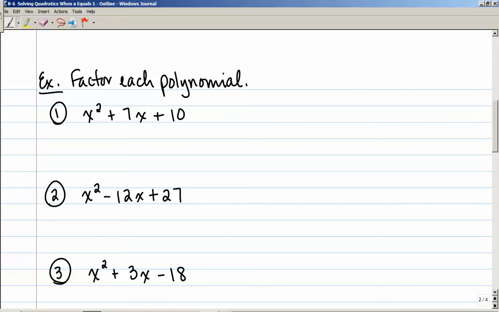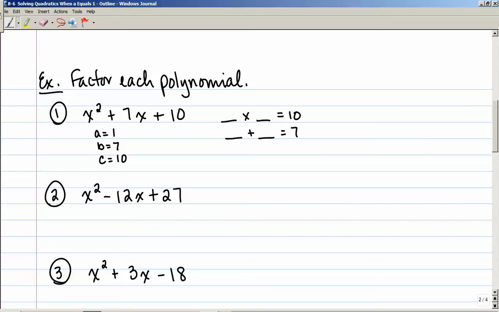Number 1, x squared plus 7x plus 10. It can be helpful to identify what a, b, and c are. So a is 1, that's the coefficient of x squared. B is 7, that's the coefficient of x. And c, my constant term, is 10. So I'm going to be looking for two numbers that multiply to 10, and the same two numbers have to add up to 7. Okay? This is the way I like to write it. You may have done this other ways where you're using an x or some sort of box. I kind of like looking at the equations.